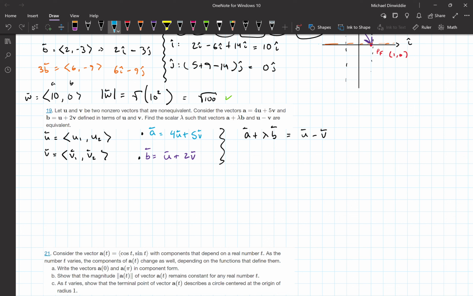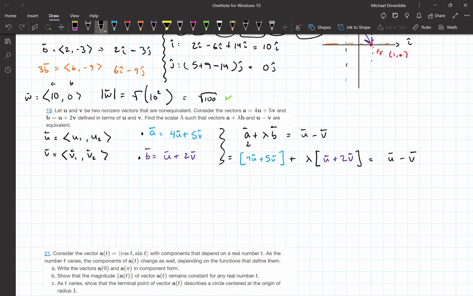So let's go ahead and substitute in a and b here. This equation up here is going to equal 4u plus 5v, and remember that's just a, plus some lambda times u plus 2v. I'm still putting the arrows on top because I want to make it clear notationally. These are still vectors, but we're going to think about them like variables. And that's still equal to u minus v.